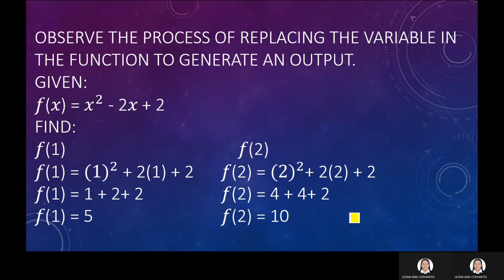Okay, so let's have another example. Given f of x is equal to x squared minus 2x plus 2. Okay, so if x is equal to 1, substitute.